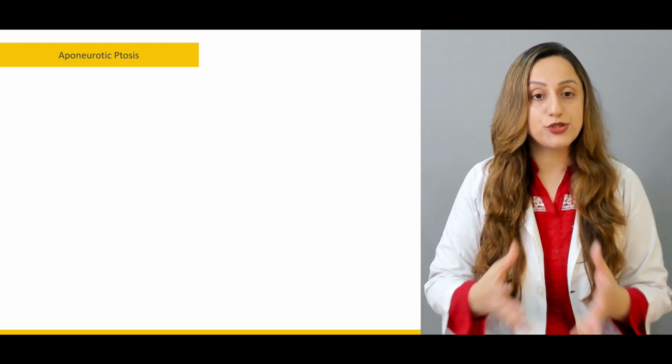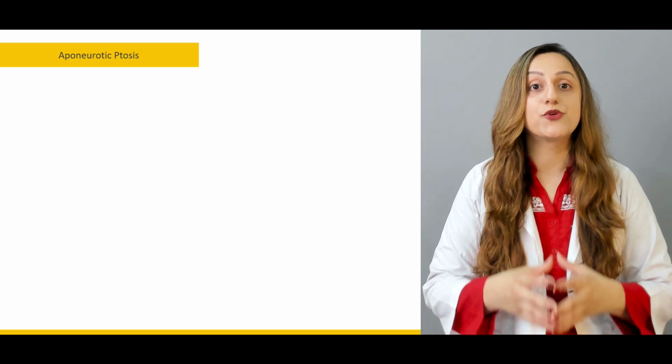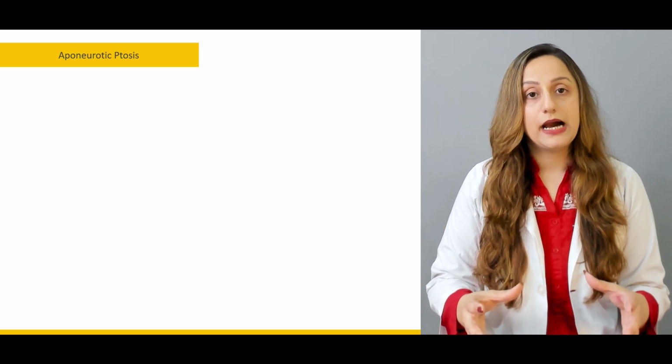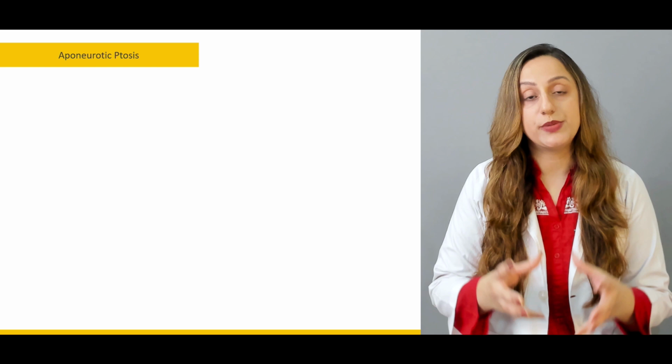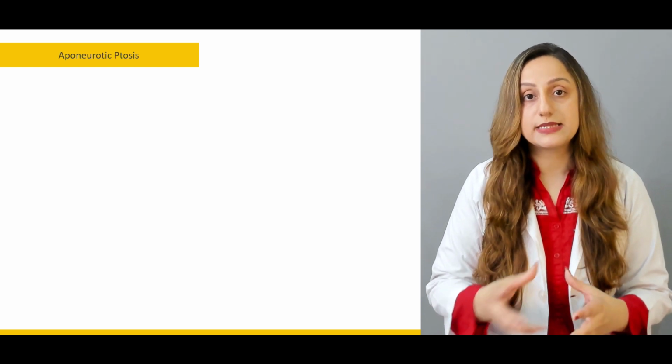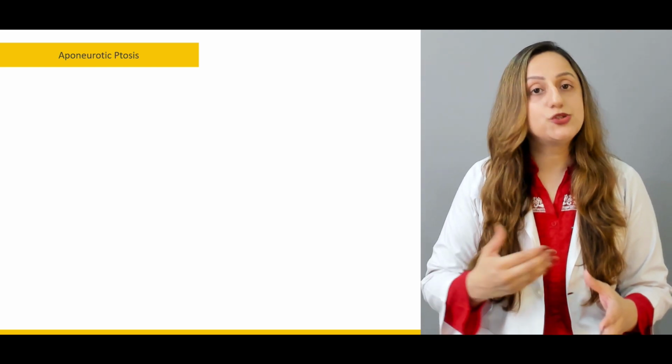You have this aponeurotic ptosis. So it's basically the problem relating to the aponeurosis of the levator palpebrae that is resulting in the drooping of the eyelid.